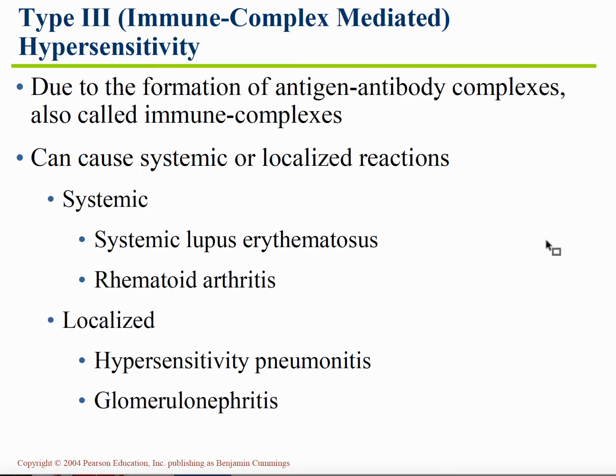In type 3 hypersensitivities, we see immune complex mediated hypersensitivities. These are more complicated interactions, and I'll show you some pictures. They can be systemic or localized. So in localized things, we're seeing pneumonia type symptoms or other problems. Systemic, we're seeing things like rheumatoid arthritis and lupus. So these are bigger problems.